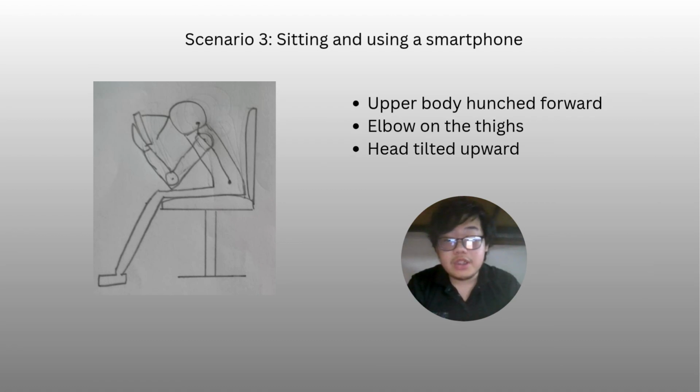In this third scenario, the person is sitting on the chair while using a smartphone. His upper body is hunched forward and his hand is holding the phone in front of his face. His elbow is resting on his thigh to prop up his forearm. His head is cranked upward to have a better view of the screen.